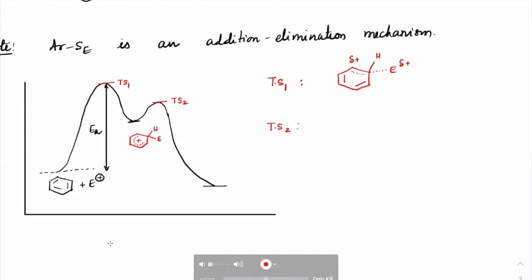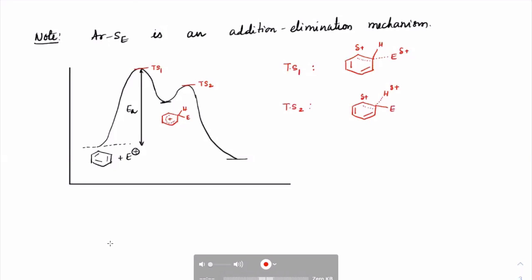Transition state 2 is the way the bonds are. Okay. This new bond is forming. Hydrogen bonding is lost. Electrophile got attached to it. The delta positive charge is here and hydrogen is leaving like an H+. This is the transition state. I guess this point is clear, everyone. So this is energy versus reaction progress.